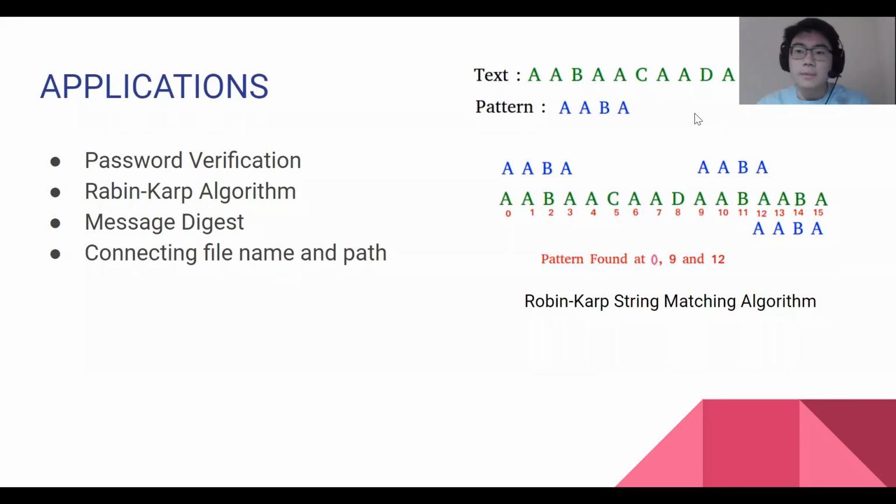So there are many different applications of hash tables in many different algorithms, and some of these include password verification, the Rabin-Karp algorithm, message digest, and connecting file name and path. And all of these use hash tables in order to store information with certain information from each of their respective algorithms.